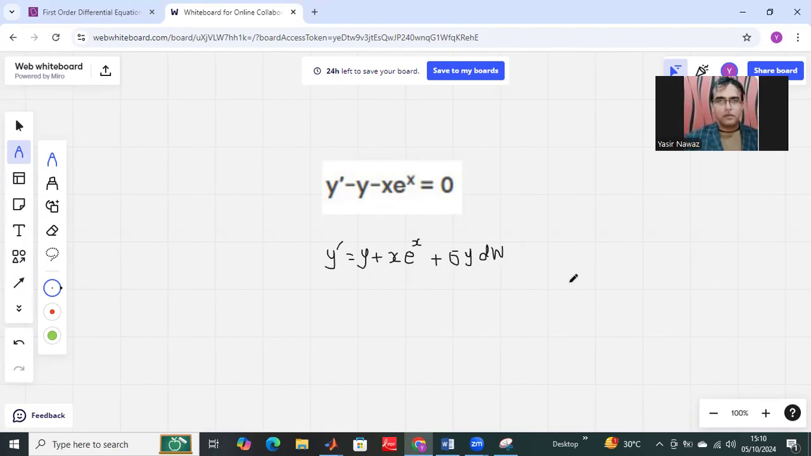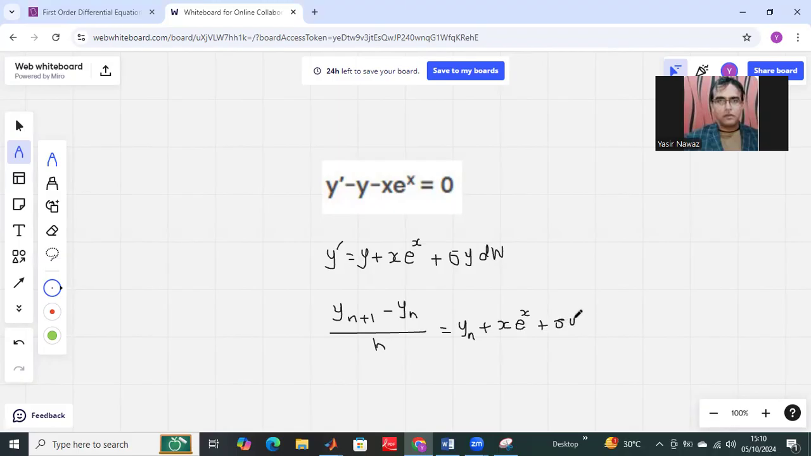Now I will use the Euler-Maruyama method. For applying that, it can be written as y_{n+1} minus y_n divided by the step size. Suppose that's h, or delta t. So that's the approximation for the derivative. And now the remaining dependent terms will be evaluated at the nth grid point or nth time level. So here this is x e^x, and then sigma.